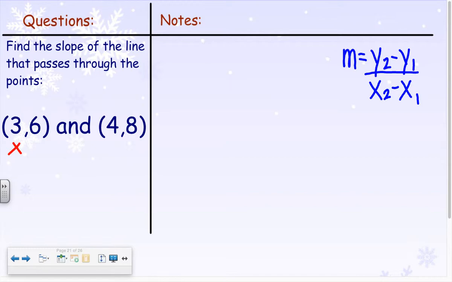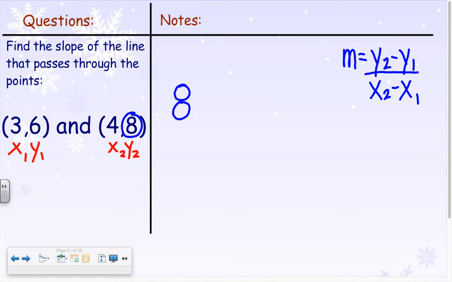All ordered pairs go x, then y, just like the order of the alphabet. Then we're going to take one group of ordered pairs and put 1s by them, and then take another group of ordered pairs and put 2s by them. Now you'll notice that we have all the things we need to plug into our formula, because we need to start with a y2, which we have, it's right here, 8.